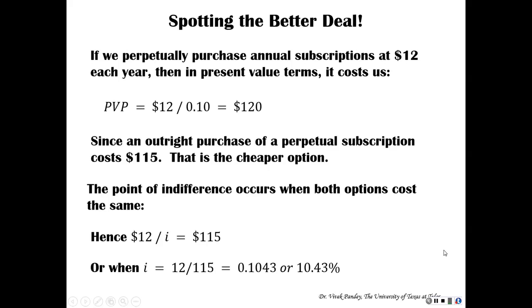10.43%. So if interest rates were higher than they are now, 10.43% or higher, then at 10.43% we will be indifferent, but higher than 10.43%, say the interest rate was 11%, then we're going to say the annual payment option is better.